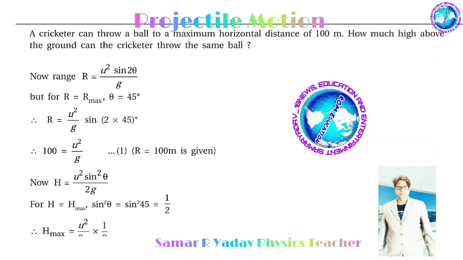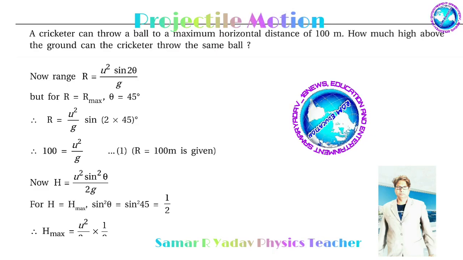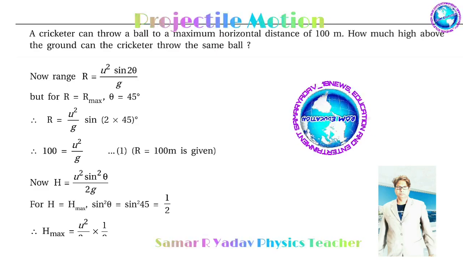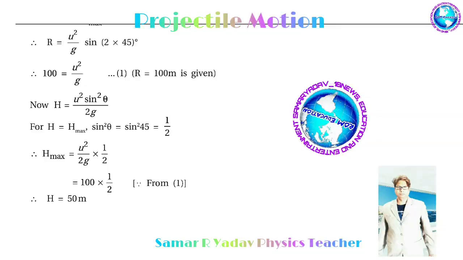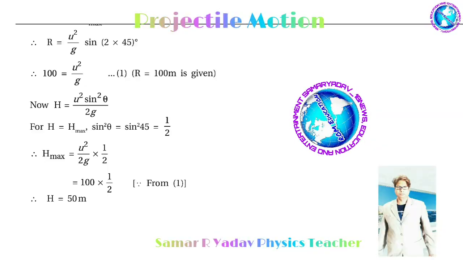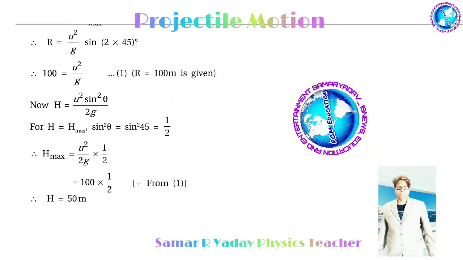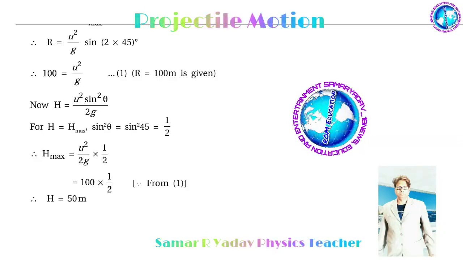Therefore 100 is equal to U square upon g. Equation 1, where R is equal to 100 meter is given. Sin 90 is equal to 1. Now H is equal to U square sin square theta upon 2g. For H is equal to H maximum, sin square theta is equal to sin square 45 is equal to 1 by 2. Therefore H max is equal to U square upon 2g into 1 half is equal to 100 into 1 half from equation number 1. Therefore H is equal to 50 meter.